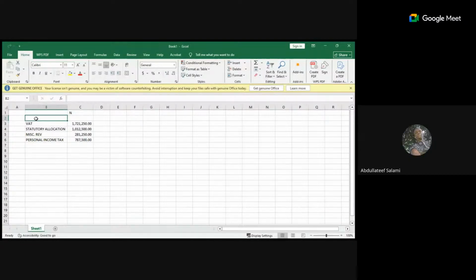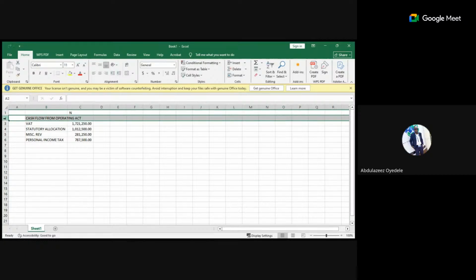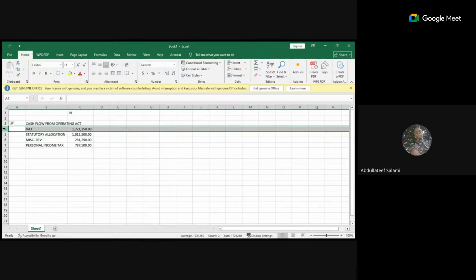This one should be receipts, right? Yes. So you have to get it: cash flow from revenue, operating activities, and then receipts, cash inflow. Cash flows from operating activities. So you have to insert a row underneath, under the cash flow. Yes, I'll do that now.